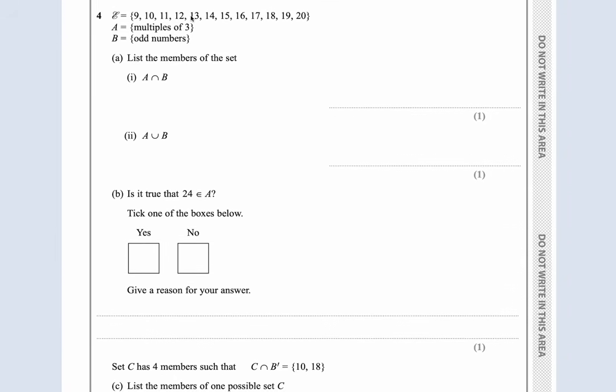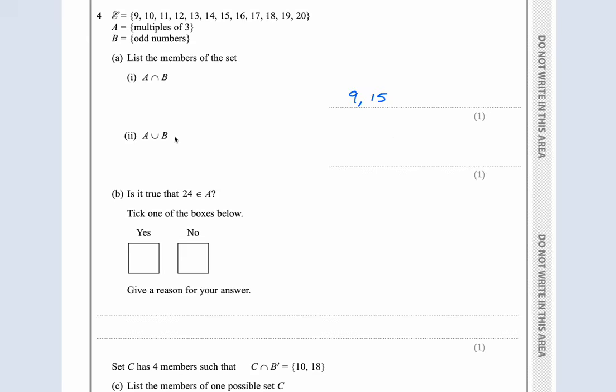These are the numbers in the universal set. A is multiples of 3, B is odd numbers. List the members of the set A intersection B. So this is multiples of 3 that are odd numbers. Okay, so 9 definitely is a multiple of 3 and odd. 12 is not. 15, yes. 18, no. And then we stop. So that's it. 9, 15.